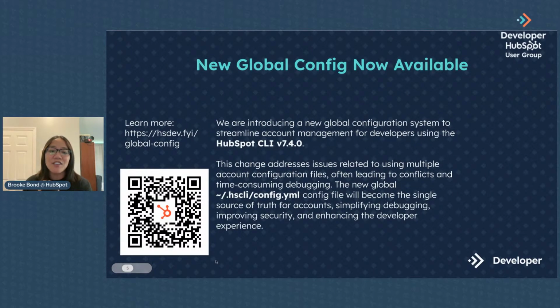Next up, we have a new global config, which is now available. This has been introduced as of HubSpot CLI version 7.4, so make sure you run those update commands on your CLI so that you'll get access to this. This change addresses issues related to using multiple account configuration files, often leading to conflicts and time-consuming debugging. The new global config will live at the top level of your computer, and that will become the single source of truth for all of your HubSpot accounts to simplify debugging, improve security, and enhance the developer experience.